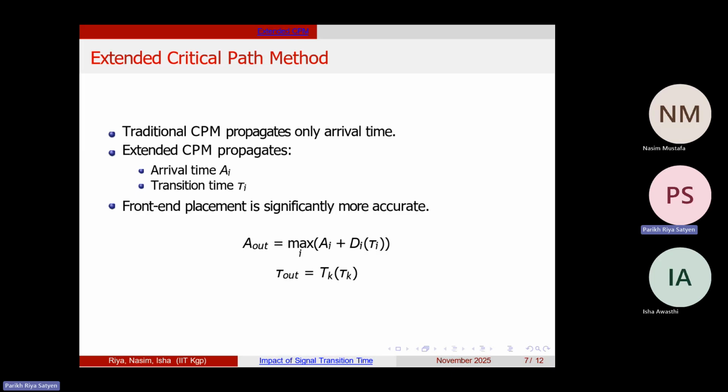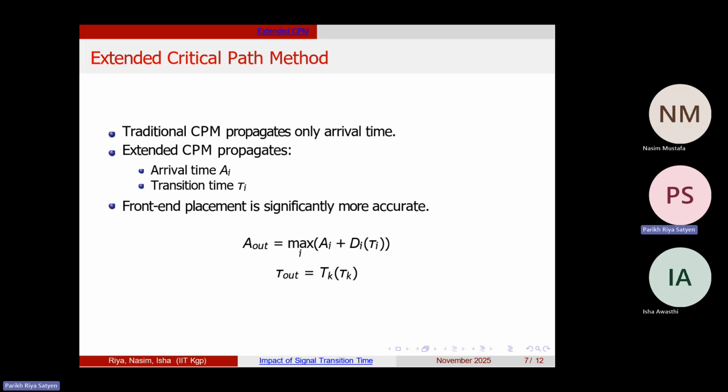Each gate contributes a fixed delay and we compute the latest arrival time at each node. In the extended critical path method proposed in this paper, we propagate two quantities instead of just one: arrival time as well as transition time. For an output node, the equations are: A_out is the maximum of arrival time plus delay due to transition time. Here, K is the input that determines the critical transition.